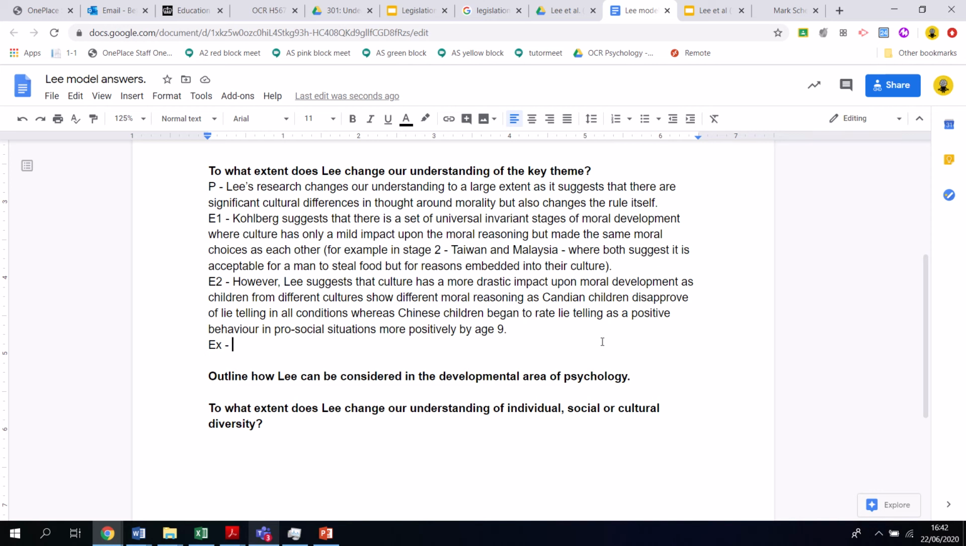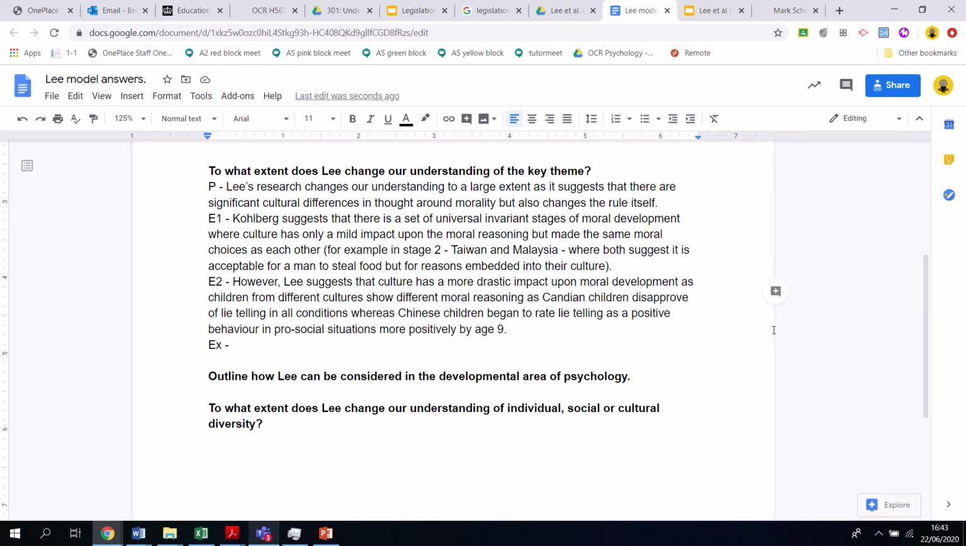However, Lee suggests that culture has a more drastic impact upon moral development as children from different cultures show different moral reasoning, as Canadian children disapprove of lie-telling in all conditions, whereas Chinese children began to rate lie-telling in pro-social situations more positively by age 9.